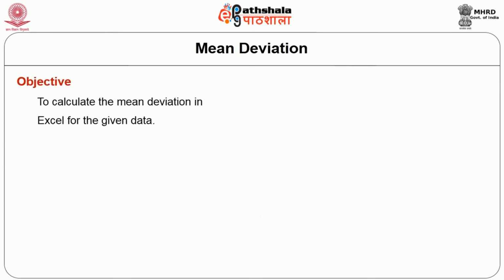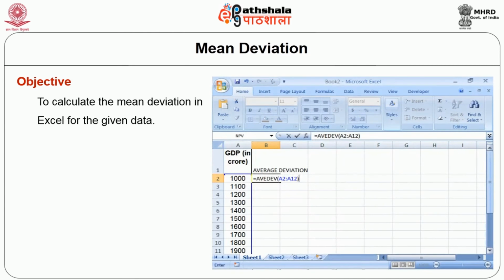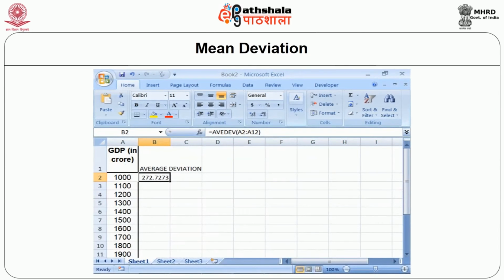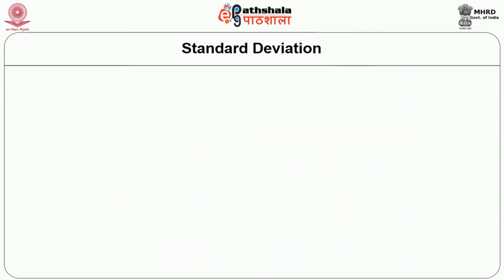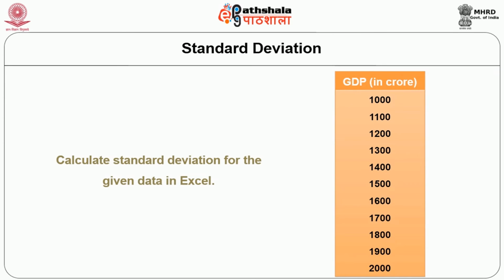Objective: to calculate the mean deviation in Excel for the given data. The procedure: open the Excel sheet, enter the title as gross domestic product in cell A1, enter the data on gross domestic product from A2 cell, enter the following formula to calculate mean deviation equal to AVEDEV, open the bracket, A2:A12, press enter. The output will be displayed in the output file. The above result shows that the mean deviation is 272.7273.